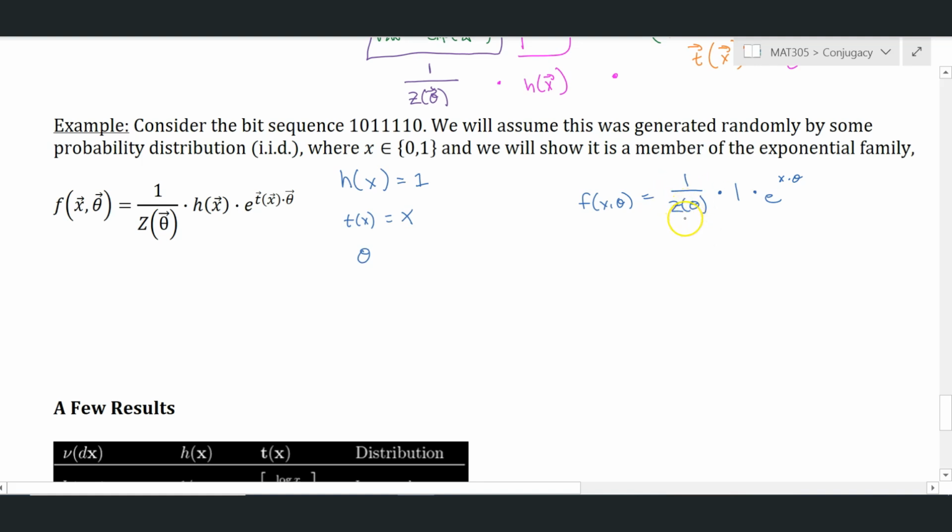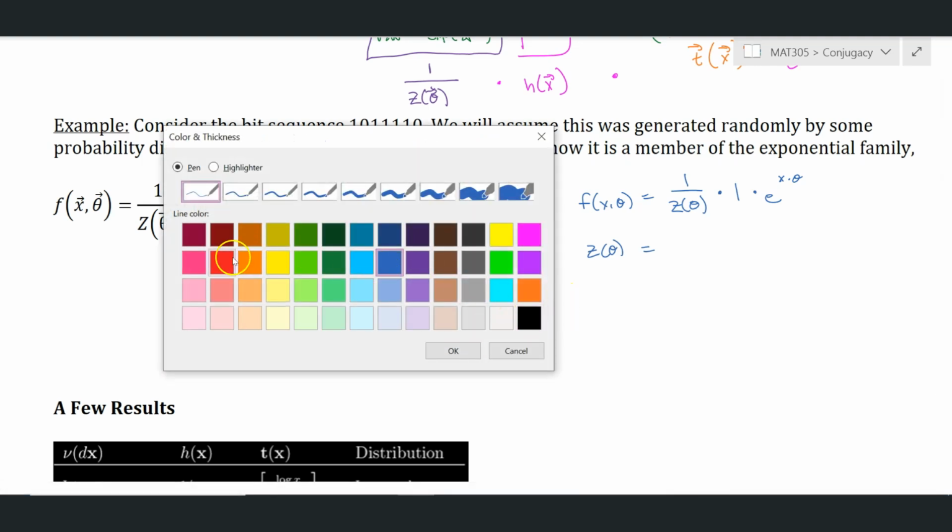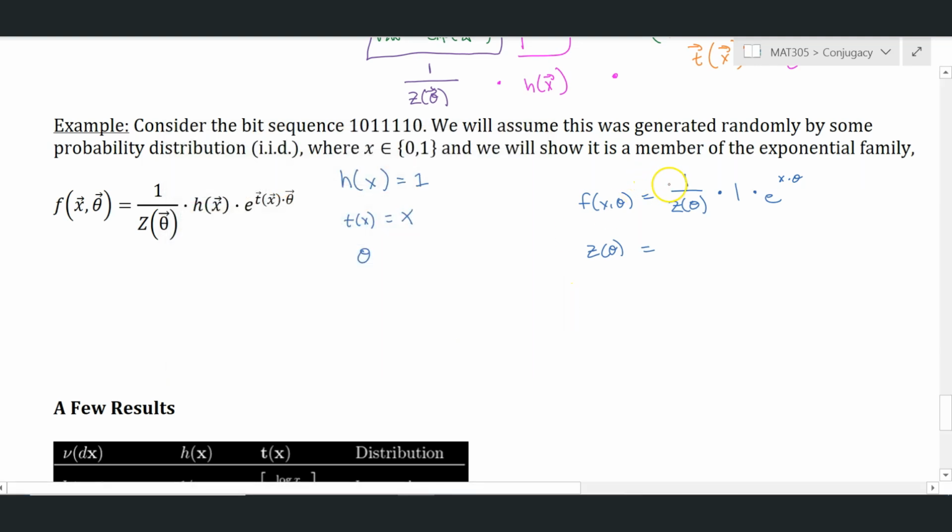So z of theta is going to ensure that the sum of probabilities is equal to 1. So how do we get this value? Well, z of theta, if you notice that what we need to have is for, back up here, I'll do this in a separate color. If I, in this case, am dealing with discrete values, I'm going to use a discrete integral or a summation for x in the set 0, 1.